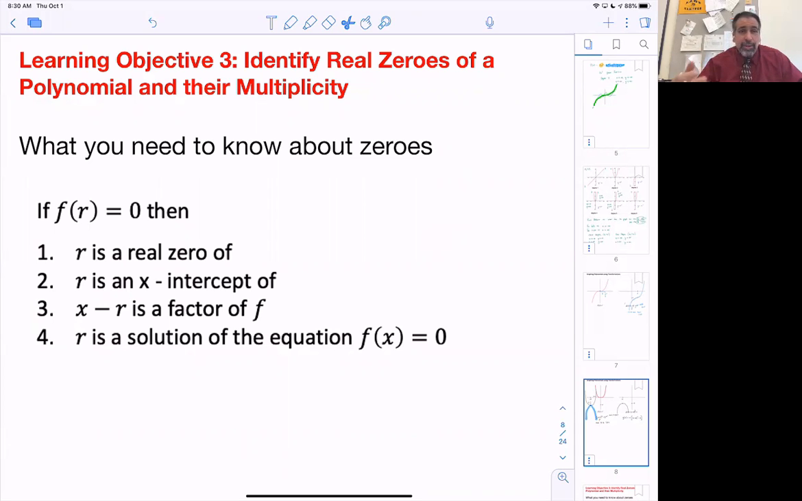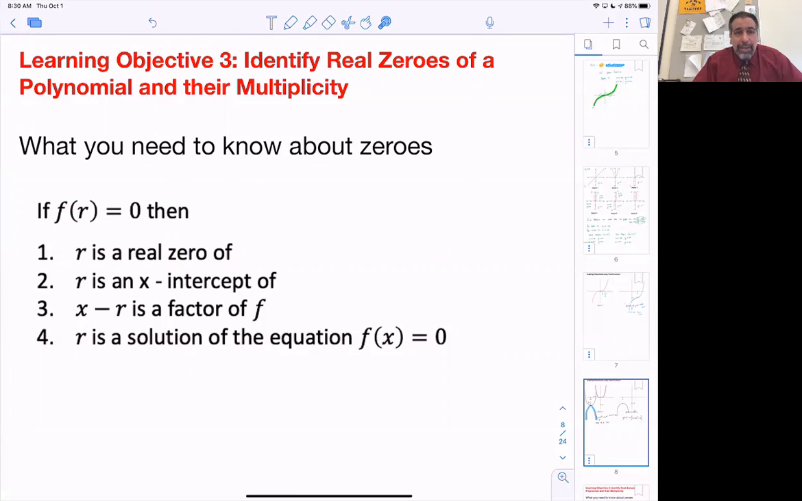Zeros, again, are the solutions to the equation when we set the function equal to 0, okay? So we're talking about taking our function and setting it equal to 0. So it's the same thing we've always been working with. So to say it's a real zero, it just means that we're going to get a real number answer.